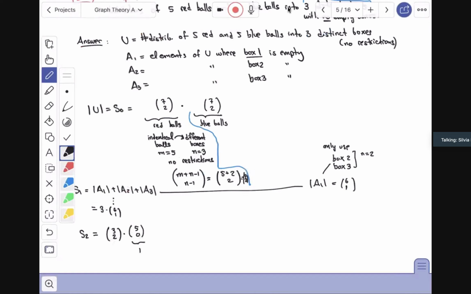And in fact, that's a square, right? 7 choose 2 squared. I also have squares here, because I have to do it for the blue ones and for the red ones. So I also have squares there. This square.